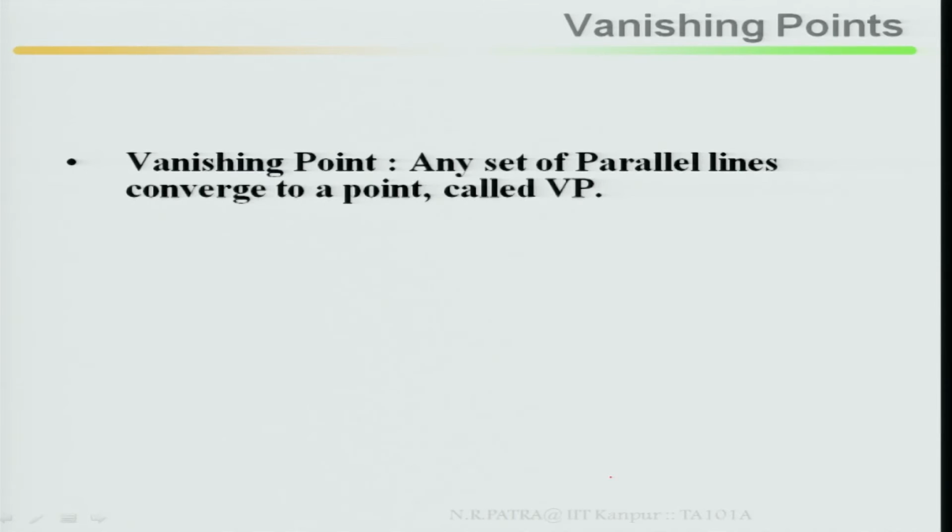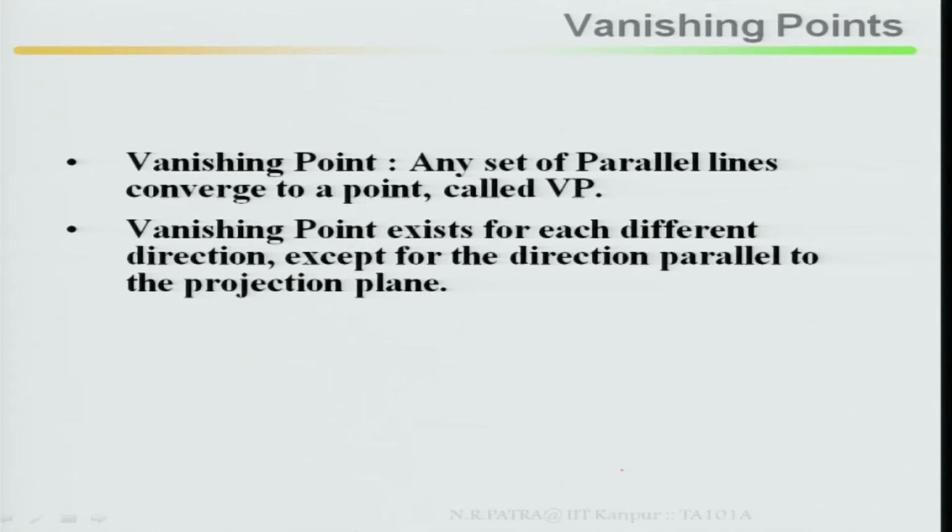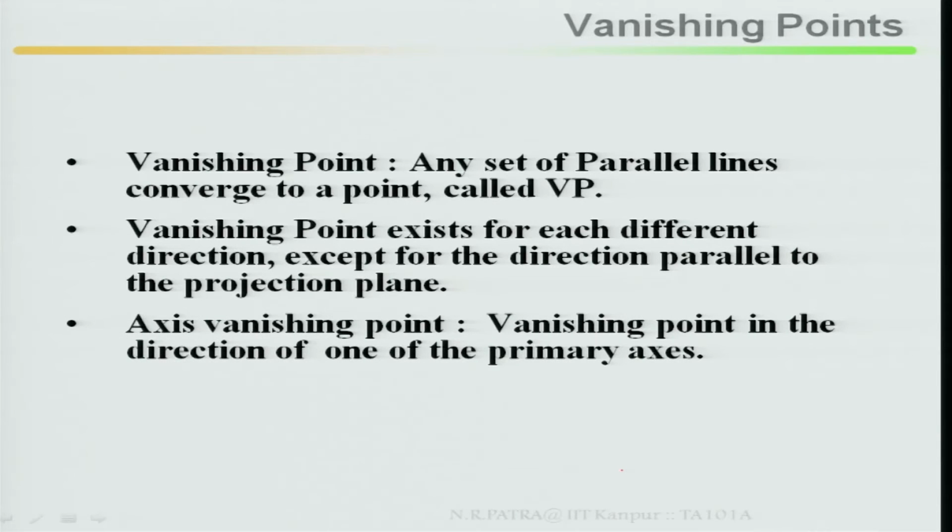Vanishing point definition. What is the definition of vanishing point? Any set of parallel lines converge to a point called the vanishing point. Remember, any set of parallel lines converge to a point called the vanishing point. A vanishing point exists for each different direction, that means x, y as well as z, except for the direction parallel to the projection plane.